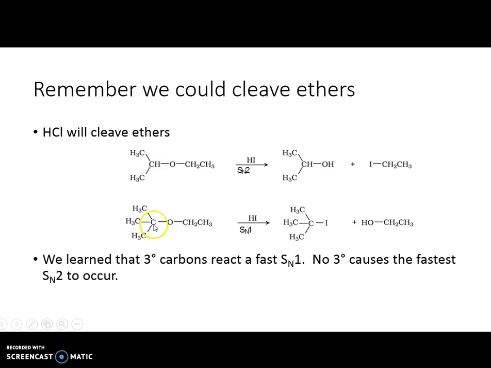But we found if there was a tertiary carbon, what would happen? A tertiary carbon undergoes SN1 very fast. So when protonation occurs, the alcohol leaves that tertiary carbon to put a positive charge on this carbon, we end up making the alcohol on the less substituted carbon, and the iodine ends up being on the tertiary. So tertiary carbons react fast in the SN1 reaction, and they end up getting the halogen. If there's no tertiary, then it's going to be an SN2.